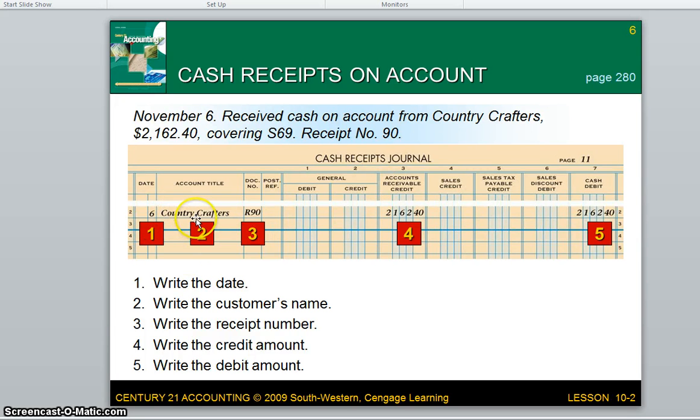So we write the date, the name of the company, the receipt number, the accounts receivable is credited because they're paying that debt off, and we're bringing in cash from them. So that's a debit. Debit goes up with cash coming in. These two debits and credits must equal.